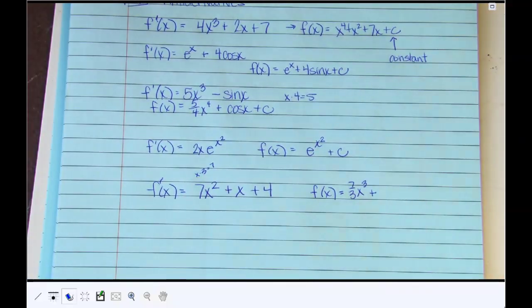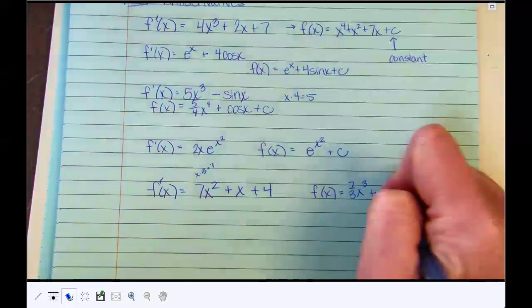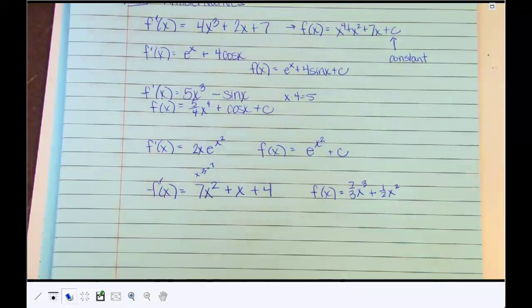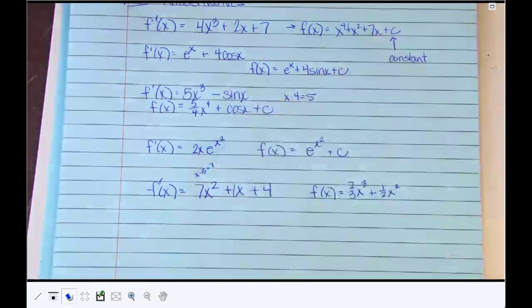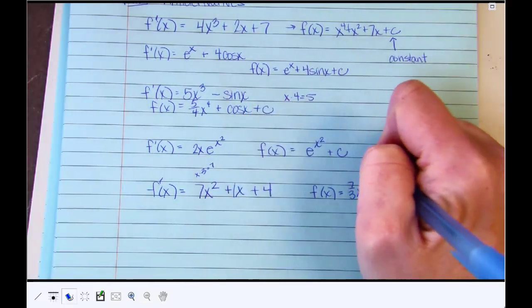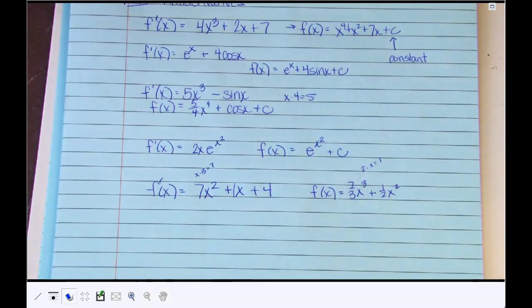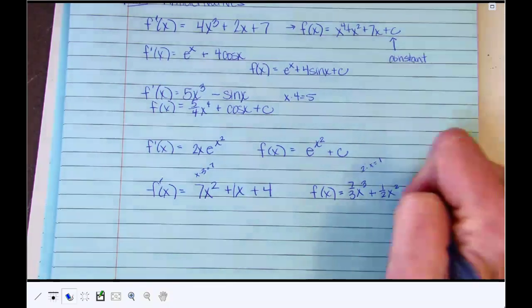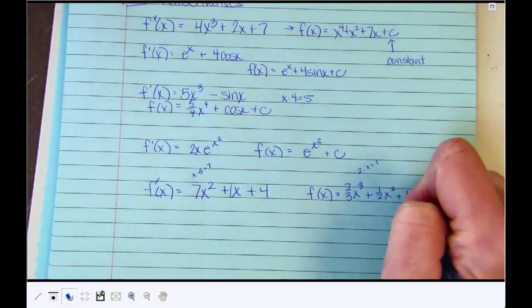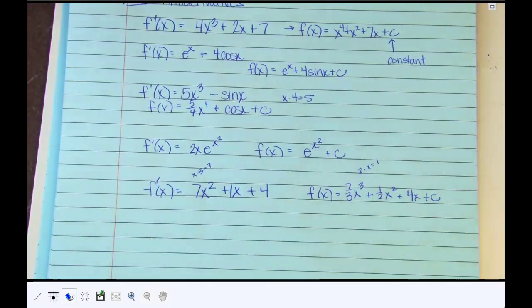Half x squared. Yes. Caleb, how'd you come up with the half? You had to get 1x. Bingo. This is 1x. And so 2 times something has to equal 1. Okay, what's the last one? 4x plus c. Plus the c.